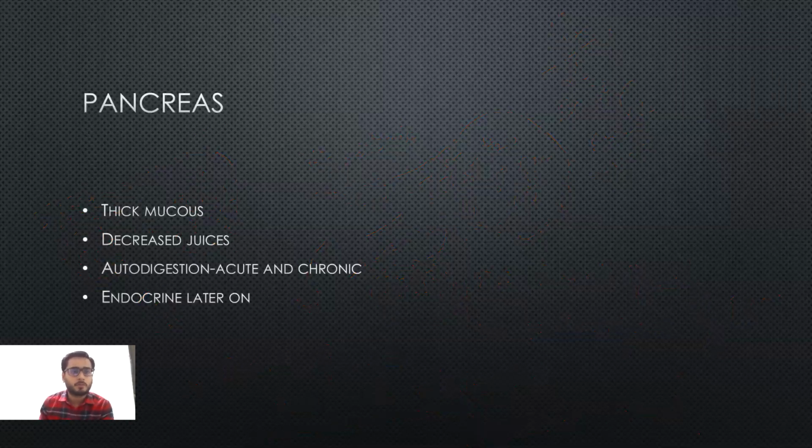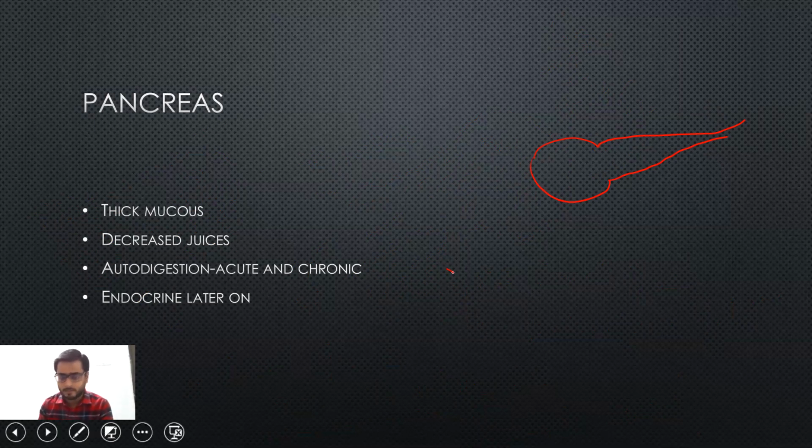Next, coming on to the pancreas. What is happening in the pancreas? The pathogenesis is totally different from the sweat gland. In the pancreas, there are thick secretions.